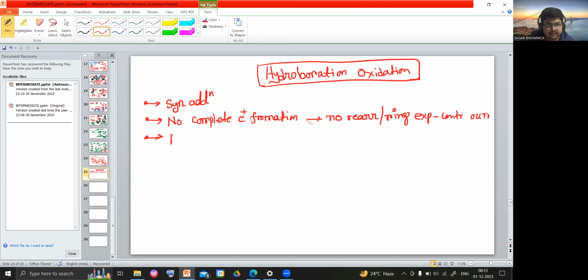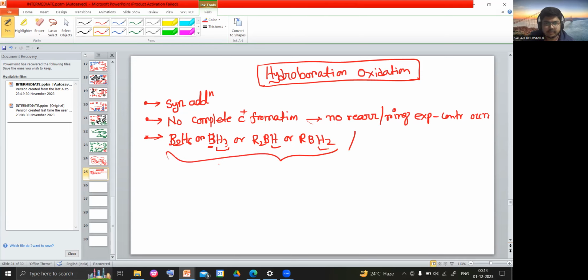The reagent is B2H6 or BH3, or R2BH, or RBH2. That means with boron, at least one hydrogen should be there. With this, step one is the first step. This is the hydroboration step.